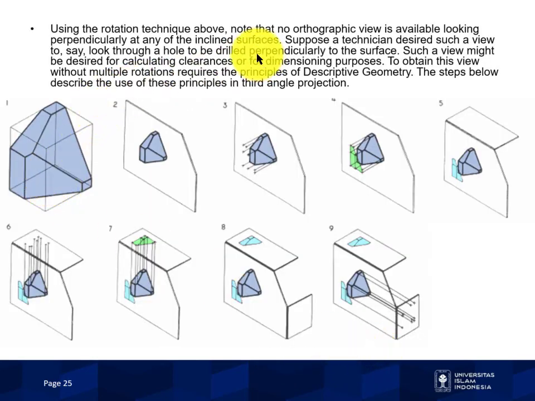Using the rotation technique above, note that no orthographic view is available looking perpendicularly at any of the inclined surface. Suppose a technician desires such a view to see, looking through a hole to be drilled perpendicularly to the surface. Such a view might be desired for calculating clearance or for dimensional purposes. To obtain this view without multiple rotations requires the principle of descriptive geometry. The steps below describe the use of these principles in third angle projection.